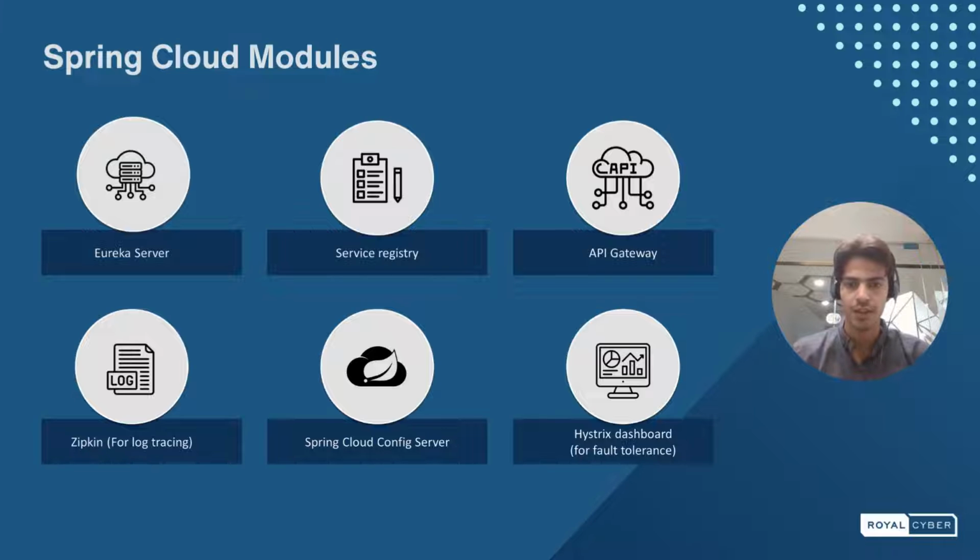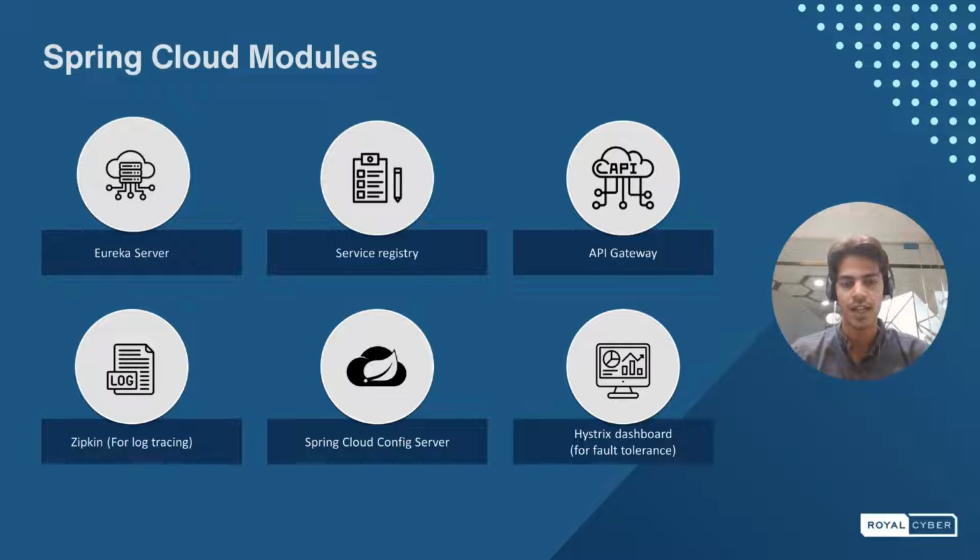So Eureka server is the server where we deploy all our microservices, and then in a unified space we will be able to see all the services that are registered in the service registry, and monitor which service is up and which is down in the service registry.